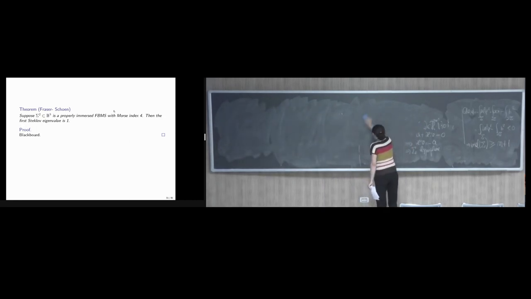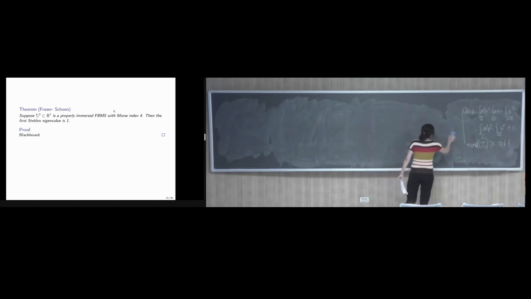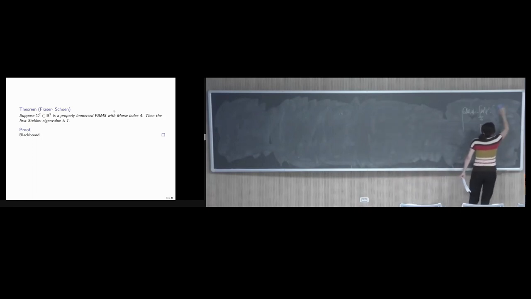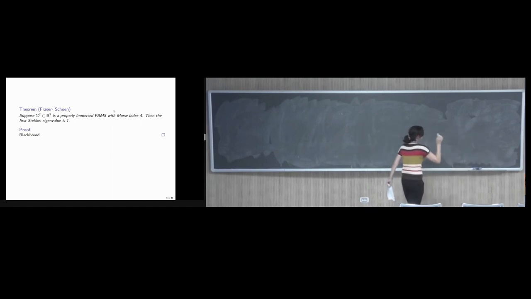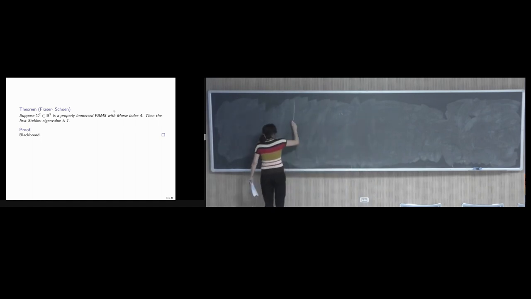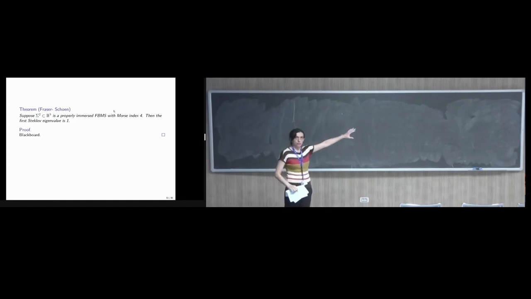So the idea in this result is like that I prove for you. In this case, you have to prove that the first Steklov eigenvalue of sigma is equal to 1, and what they did was this: suppose that it is less than 1. If it is less than 1, they construct a space and show that in this space, the index of sigma is at least 5. So you have the contradiction, this is the idea. Now I prove that. Okay, let's move on.